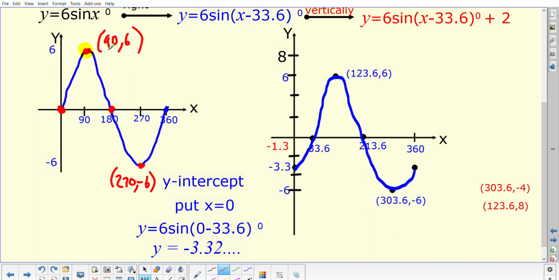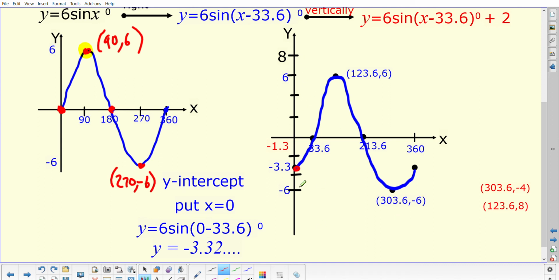So that means that you're adding 33.6 onto 90, which is why you'll see here when I've shifted the graph to the right, I've got the turning point at 123.6, and then minimum turning point 303.6, minus 6. On the horizontal axis, instead of crossing at 0, you're crossing at 33.6, and your 180, that's moved to 213.6. The only other point to work out was this point here, which is the y-intercept.